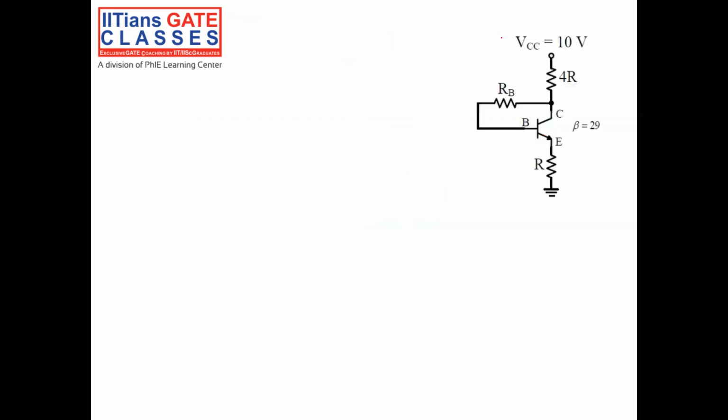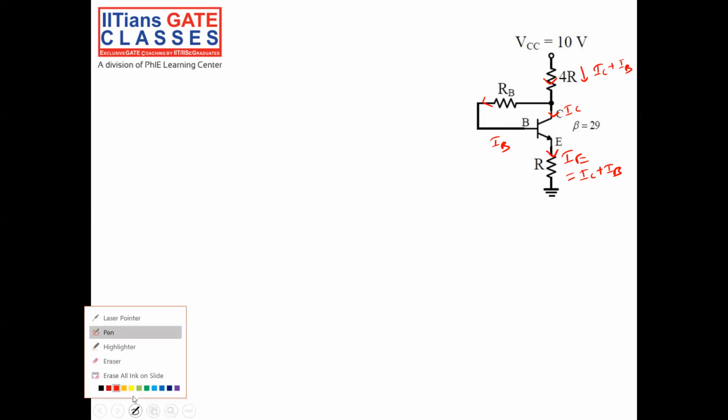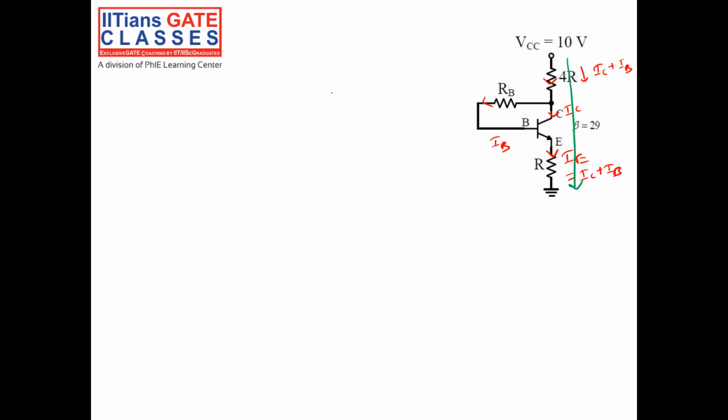Let us solve it. The current through the collector is IC. The current through resistor RB is IB, and the emitter current IE is equal to IC plus IB. Since both IB and IC flow through 4R, the current through 4R will be IC plus IB. Now we will simply put two KVLs. The first one is through the outer loop.